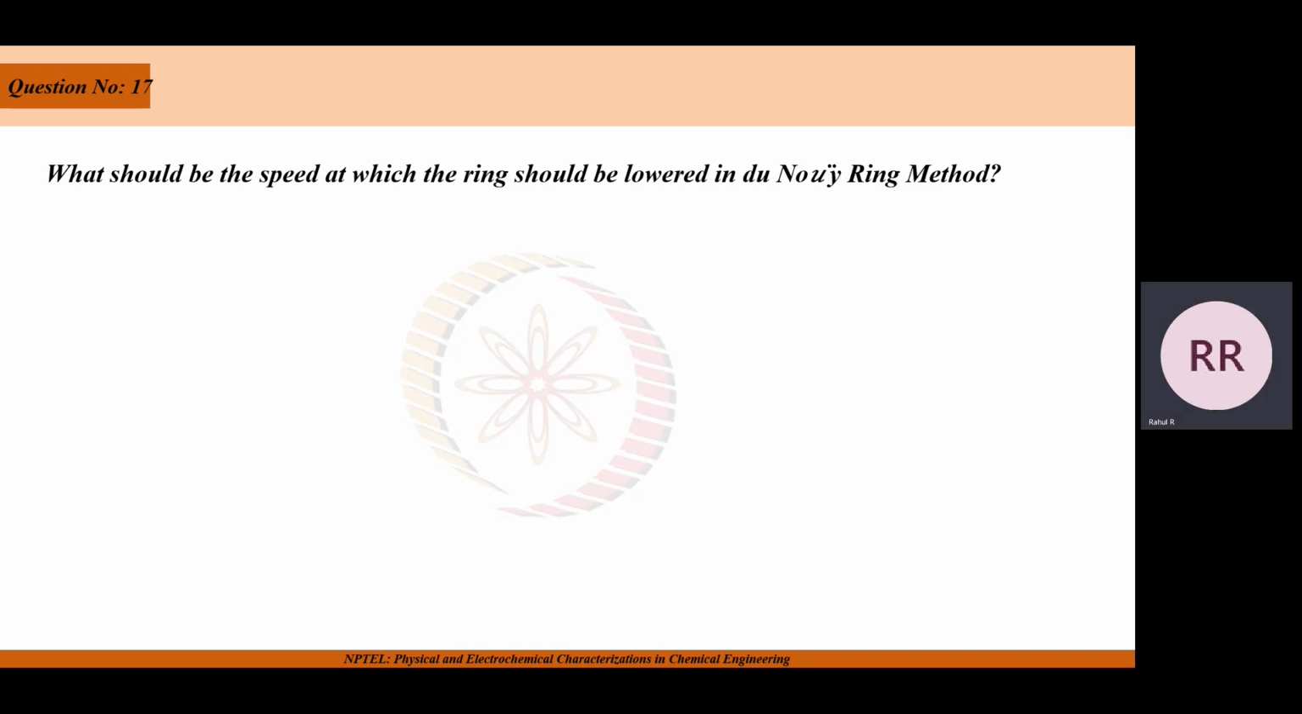What should be the speed at which the ring should be lowered in the Du Noüy method? So what is that speed of the ring? At what speed should the ring be lowered? I'll give you a second to think of the answer.